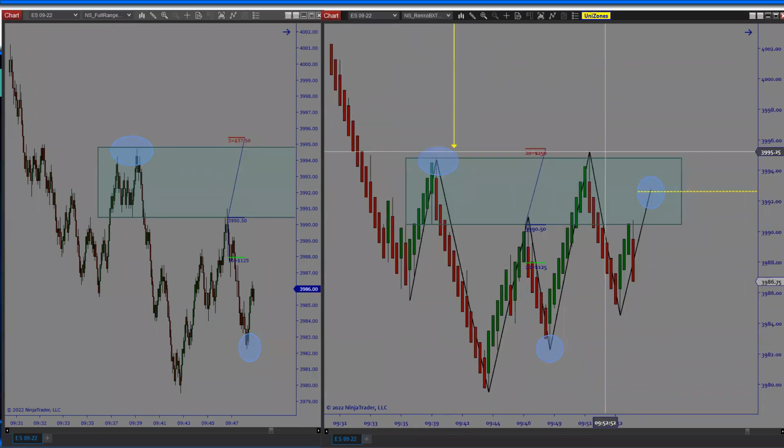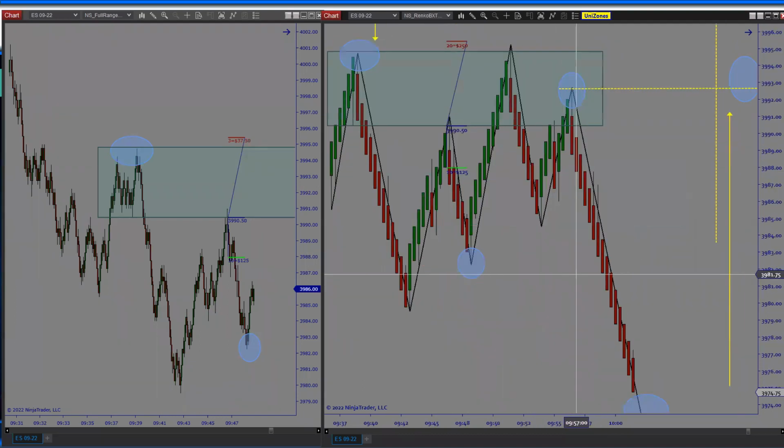Let's take a look at this. Did we break the structure breaking pivot? We did. We didn't close above it.